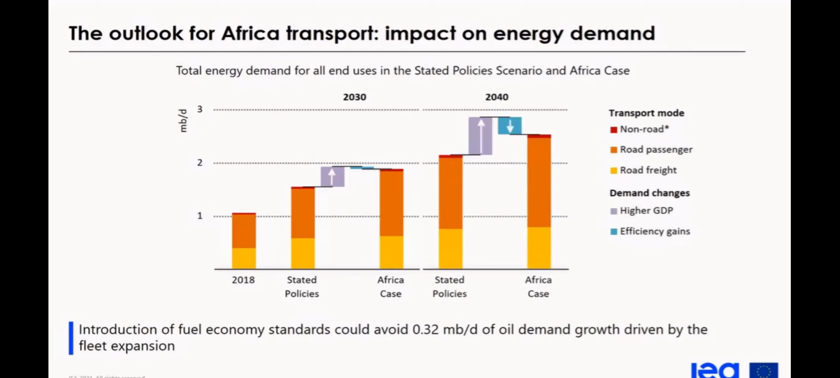Looking ahead to 2040, we can see that higher GDP again increases the demand for transport, but efficiency gain contributes to limit the growth. So again, there is a strong case for efficiency measures that can limit the growth of energy demand.